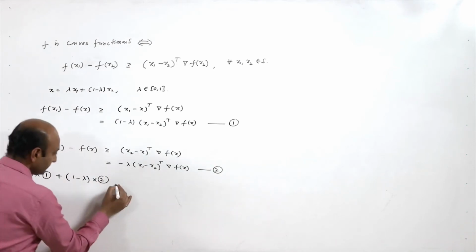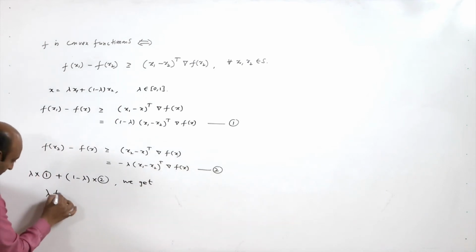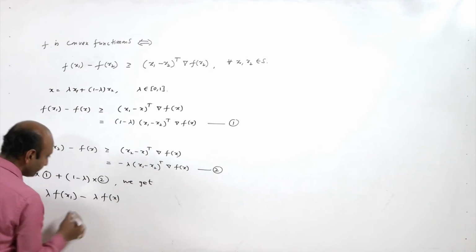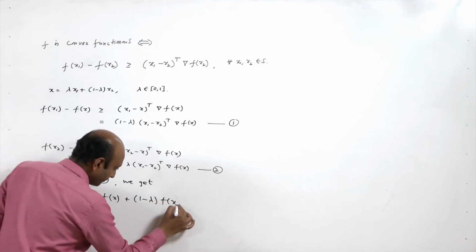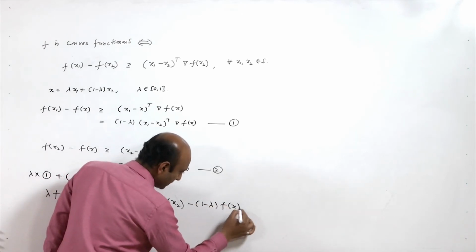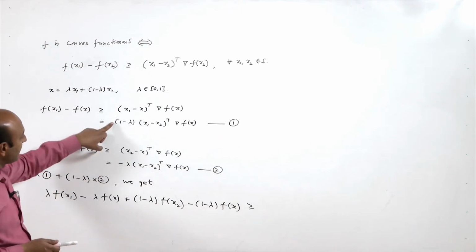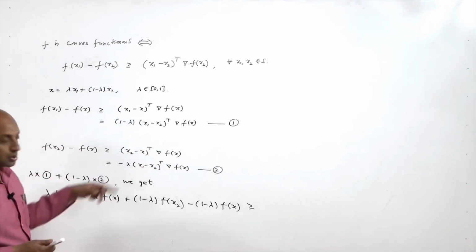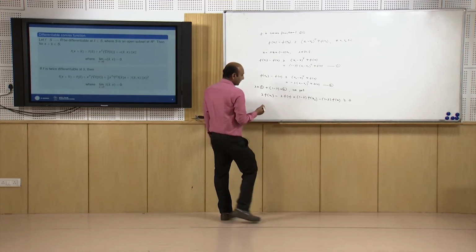So what we obtain? We get lambda f(x1) minus lambda f(x) from this side, plus (1 minus lambda) f(x2) minus (1 minus lambda) f(x), is greater than or equal to... Now, when you multiply this with lambda and this with 1 minus lambda and add them, both things will cancel out. So, we will get 0 on the right hand side. Okay. So, what do we obtain from here?